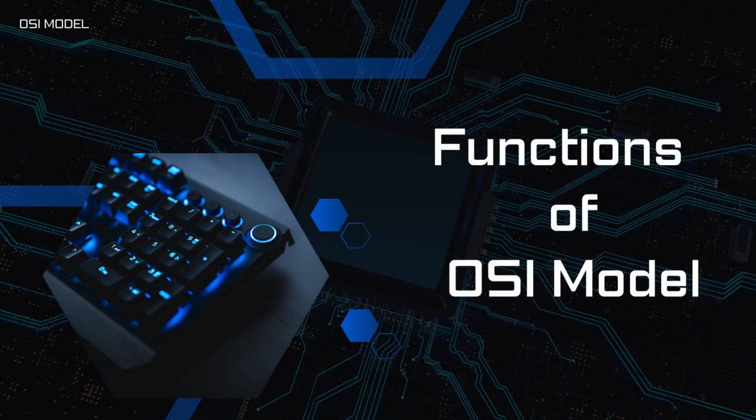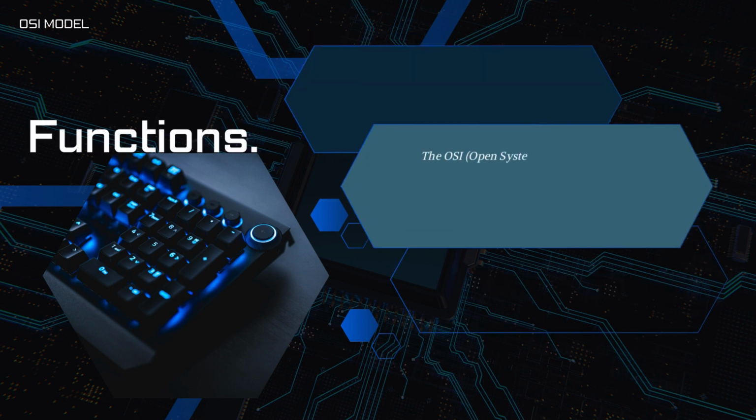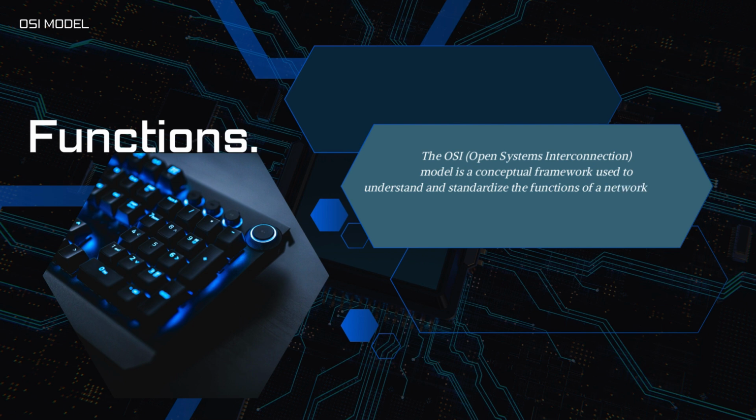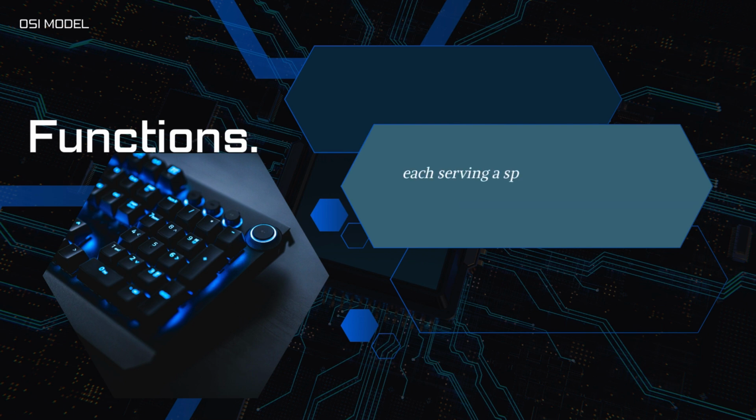The OSI, Open Systems Interconnection Model, is a conceptual framework used to understand and standardize the functions of a network system. It is divided into 7 layers, each serving a specific purpose in the communication process. Here's a brief overview of each layer and its functions.